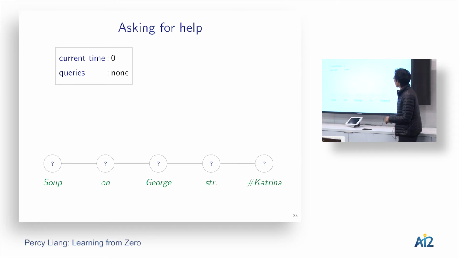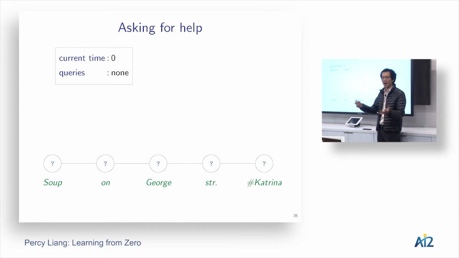And now I'm going to show you an example of what the model is going to do to ask for help. Okay? So I get a tweet, "soup on George Street, hashtag Katrina," and the model initially is really bad. It can't just predict and return to a user because that will probably be wrong. But what it can do is ask for help.